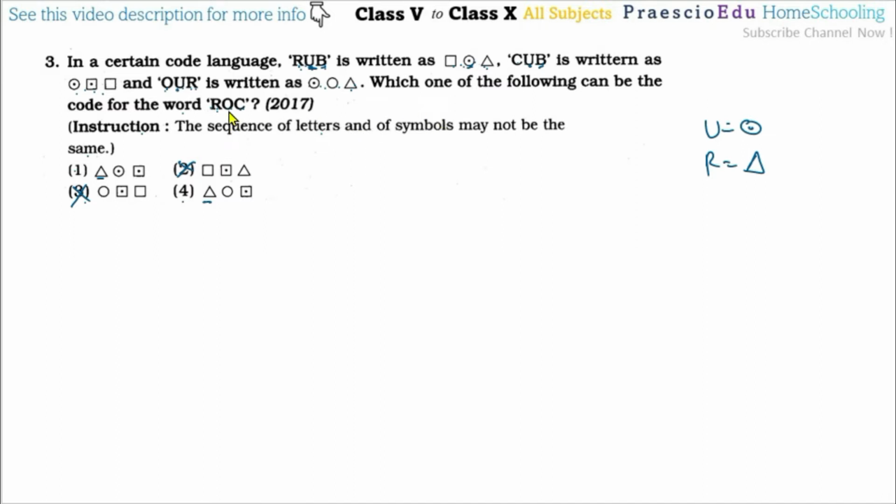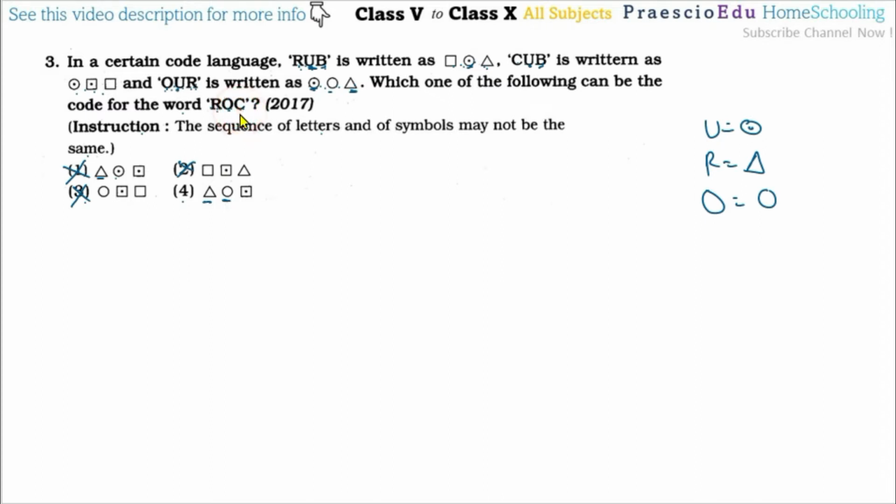Then for the O we have to check this one. As we know R is like this and U is like this, so O is this form, like a circle, and the circle for O is shown here, but here it is different. So that's why option number 1 is incorrect. Option number 4 is possible.